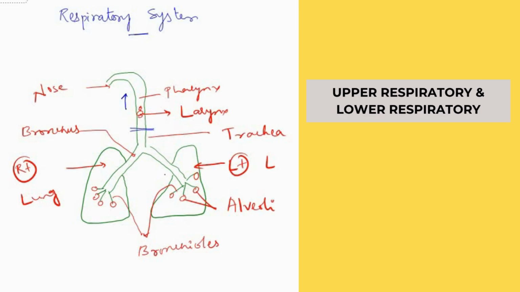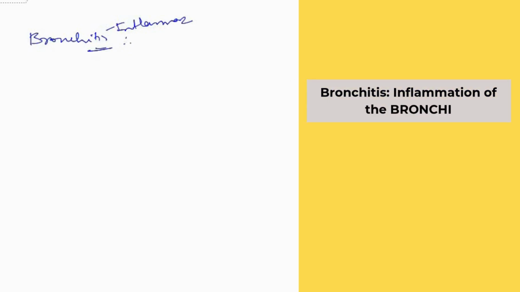Next, directly we will move on to the definition of bronchitis. What is bronchitis? Bronchitis, as the name suggests, we all know itis means inflammation. Bronchi refers to bronchi. Here bronchitis refers to inflammation of the bronchi, either left bronchi or right bronchi or inflammation of both bronchi. Usually bronchitis is caused by viruses.